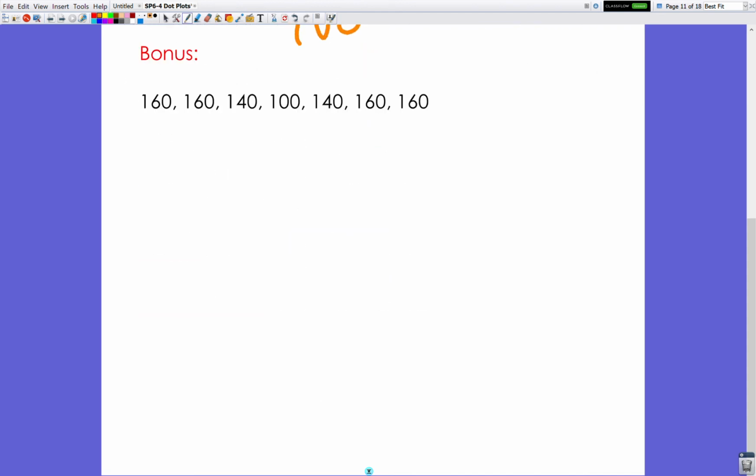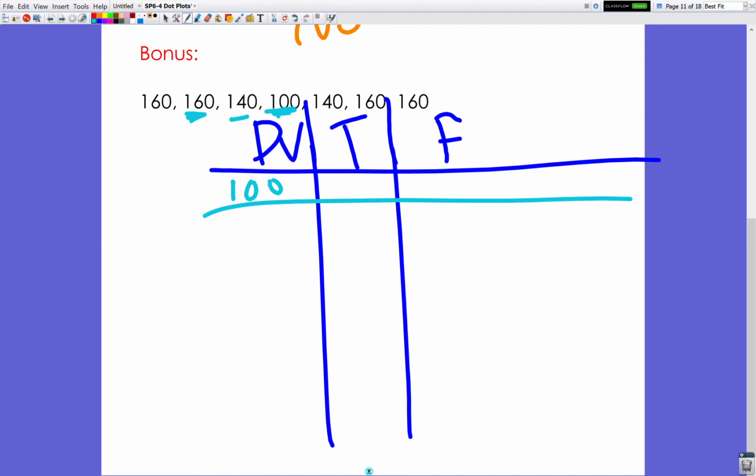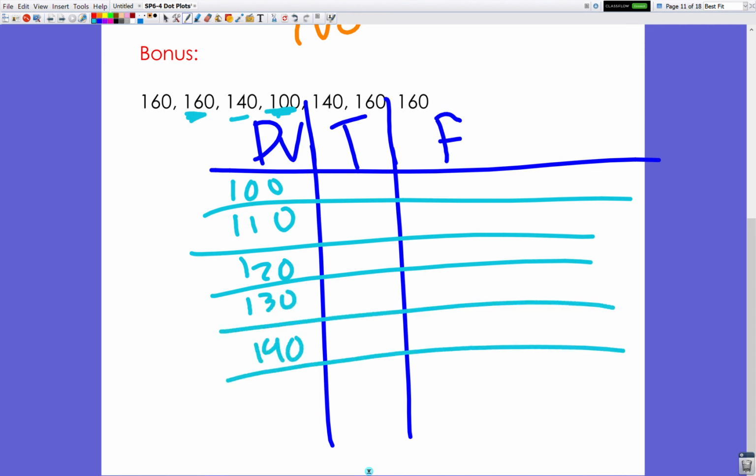Data values, tallies, and frequency. Looks like our lowest one is 140, and my highest one is, no, I'm sorry. My lowest one is 100, my highest one is 160. So we'll do 100, and then we'll count by 10. So 110, 120, 130, 140, 150, and 160.